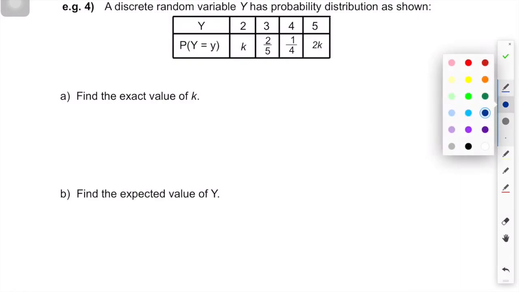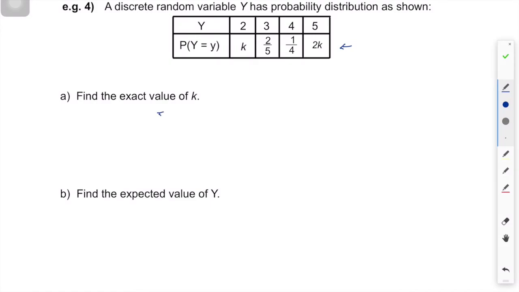Lastly, let's take a look at example 4. A discrete random variable y has probability distribution as shown. Find the exact value of k. So k is found in the probability row. Which property of probability distributions can we make use of?